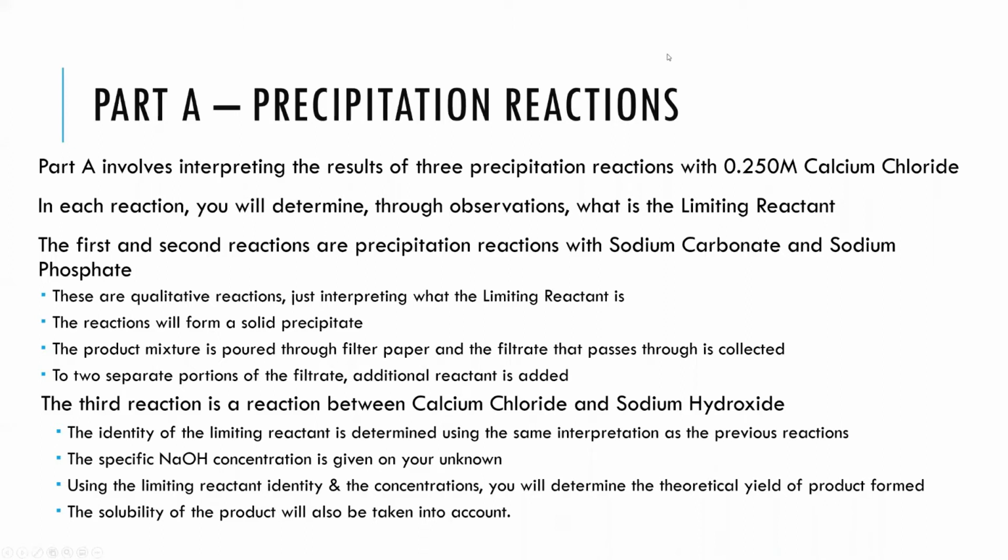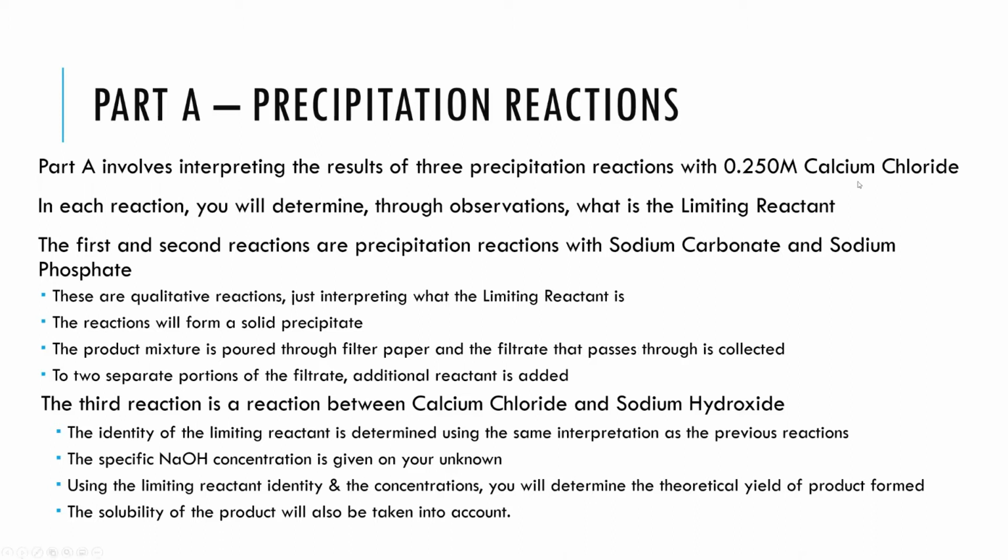In this first part of the experiment, you're going to be looking at 3 different precipitation reactions, all involving calcium chloride. The first 2 of these reactions are purely qualitative. Through the experiment, you're determining what is the limiting reactant. You're going to be combining calcium chloride solution with unknown solutions of sodium carbonate in the first reaction and sodium phosphate in the second reaction.